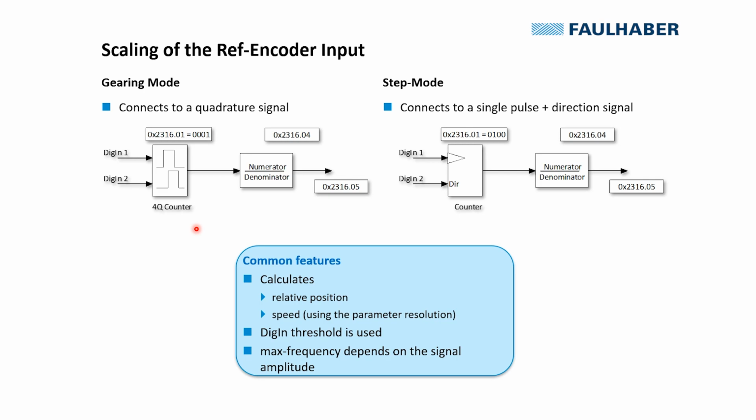Step mode or gearing mode are using the digital inputs 1 and 2 to count the pulses. So for the gearing mode, it would be reconfigured to be used as a quadrature counter, or for the step mode, it's counting the pulses of the digital input 1, whereas the digital input 2 is used as the direction signal. So what we have to do is, of course, configure the digital inputs to be used as these counters, and then rescale the values that we get out of the counter to be used as the internal reference.